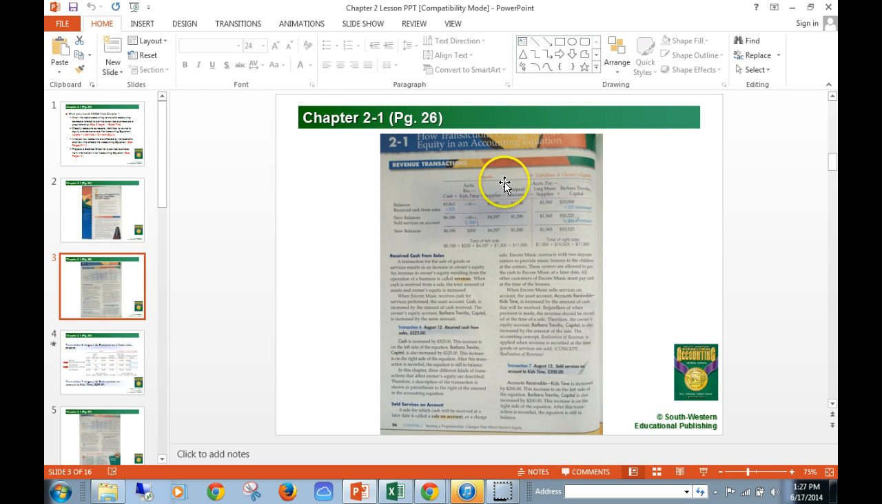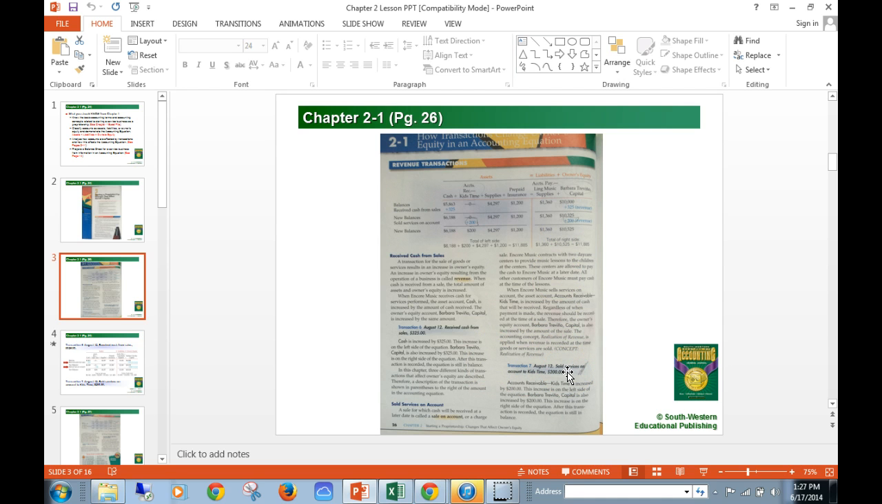But again, the classification is that this is an asset. This is worth money. Even though we don't have it right now, they owe us that money. So eventually we will have that cash in hand. However, since it is revenue, we're immediately going to record it in the owner's equity classification of our capital account. All right, so you see the transaction there at the bottom.